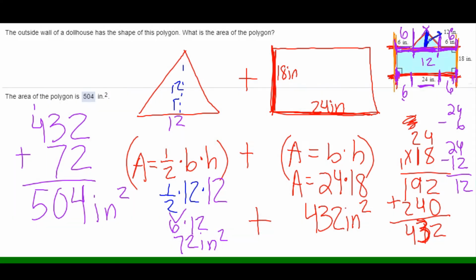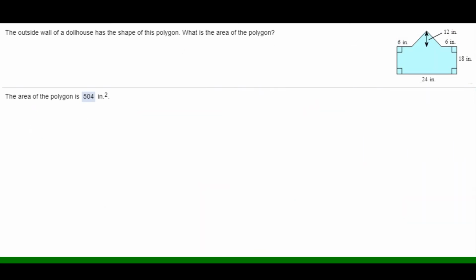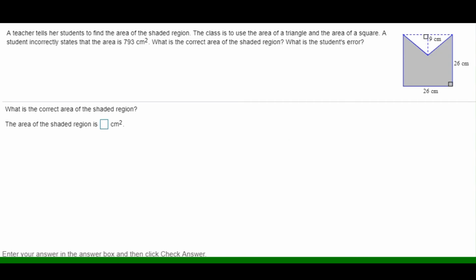All right. Moving on to number 13, which is this question here is much easier. All right, so the teacher tells her students to find the area of the shaded region. Okay, that's the gray region. Okay, the class is to use the area of a triangle and the area of a square. A student incorrectly states that the area is 793 centimeters squared. What is the correct area of the shaded region, and what is the student's area?